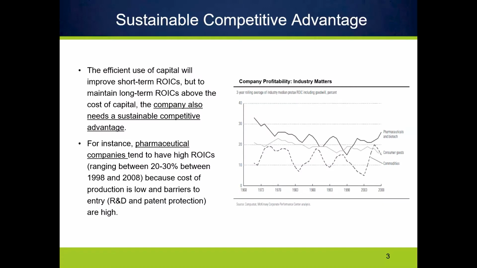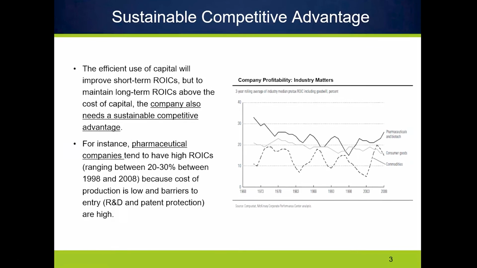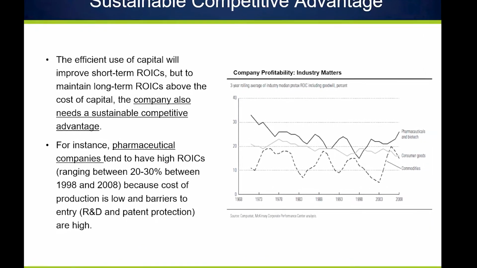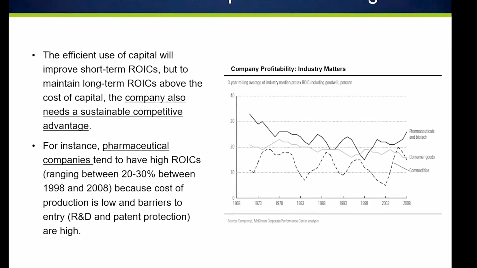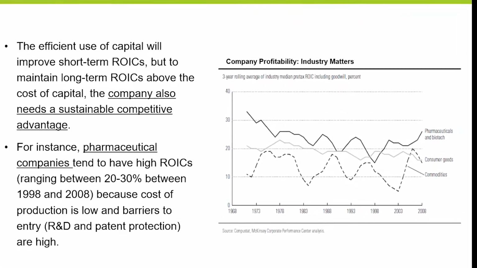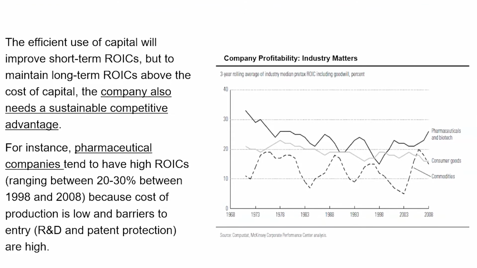Sometimes this is created naturally just by the very nature of the business. You can look at this graph here, where we've got a couple of different industry sectors: the pharmaceutical industry, consumer goods, and commodities. You can see that we're graphing return on the y-axis, the level of return over time for all of these different industries.